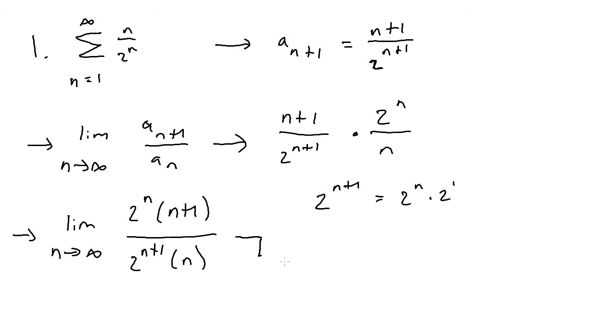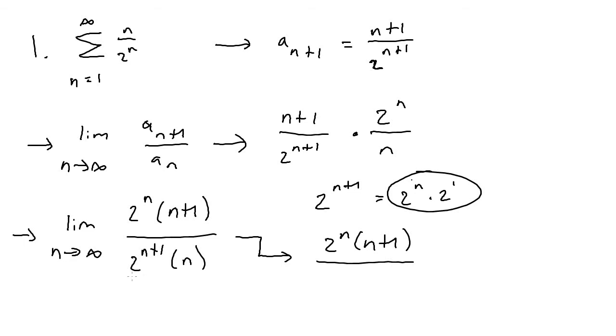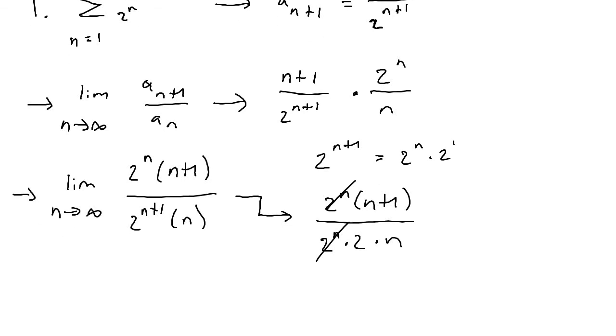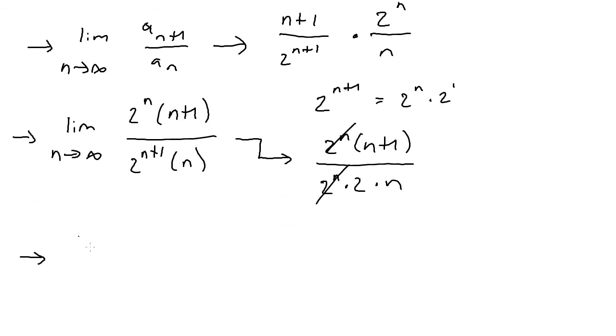So I'm going to rewrite this limit as 2 to the n times n plus 1 over 2 to the n plus 1, which is equal to 2 to the n times 2, and obviously times n. Notice the 2 to the n's will cancel, and we are left with the limit as n approaches infinity of n plus 1 over 2n.